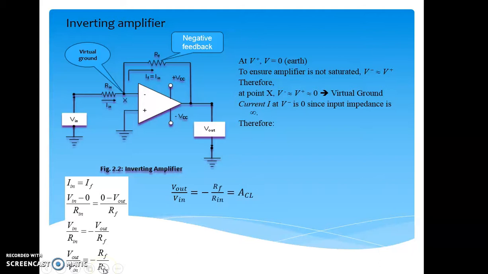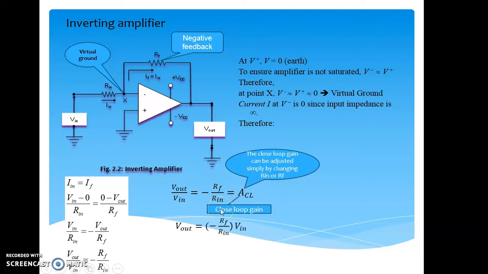Therefore the output divided by input is equal to minus Rf upon Rin, and this is called the closed loop gain. So this closed loop gain is minus Rf upon Rin, that is, the feedback resistor divided by the input resistor. Now this closed loop gain is adjusted by using the values of Rf and Rin. So this formula indicates that the gain can be adjusted by using Rf and Rin. Therefore the output voltage is equal to minus Rf upon Rin times Vi.